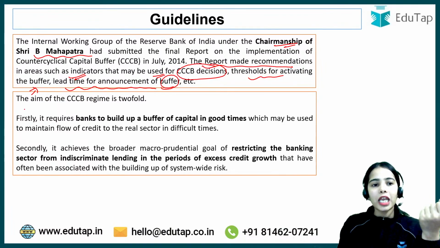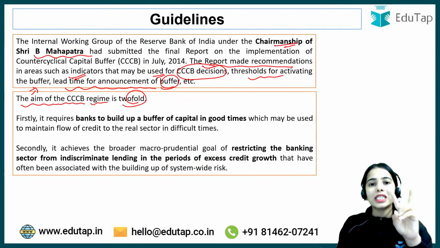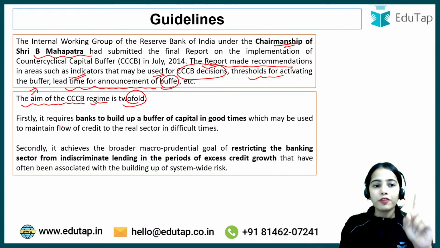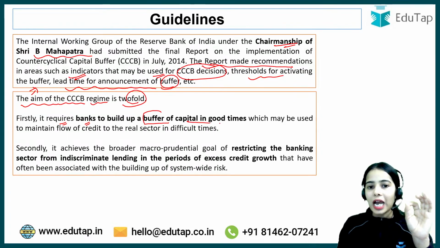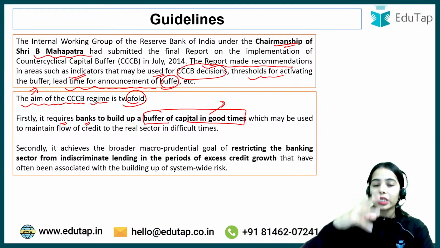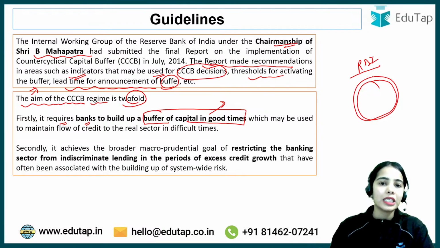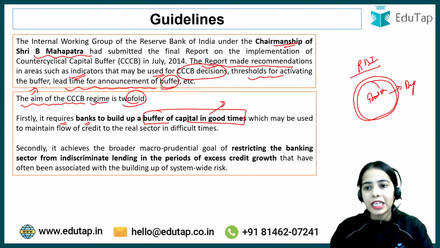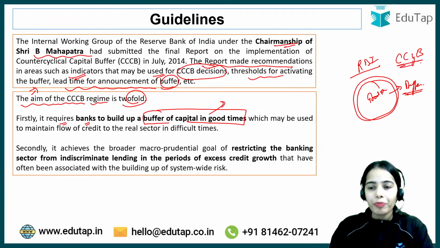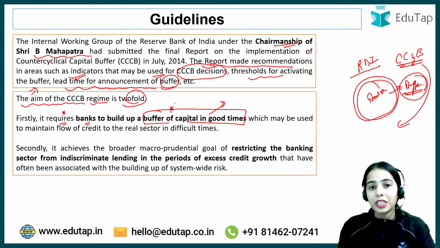Okay, so the aim of the counter-cyclical capital buffer regime is twofold. That means there are two reasons for having the counter-cyclical capital buffer. The first one is that it requires banks to build up a buffer of capital in good times. So if there is an expectation that something bad is going to happen in the future, that there is going to be volatility that can affect the banking system, the Reserve Bank of India can take the decision that right now, when the times are good and the banks are not under distress, the banks should maintain an additional buffer in the form of the counter-cyclical capital buffer, so that when the bad time comes, the banks have enough money to sustain. So it requires banks to build up a buffer of capital in good times, which may be used to maintain the flow of credit to the real sector in difficult times, in the bad times.